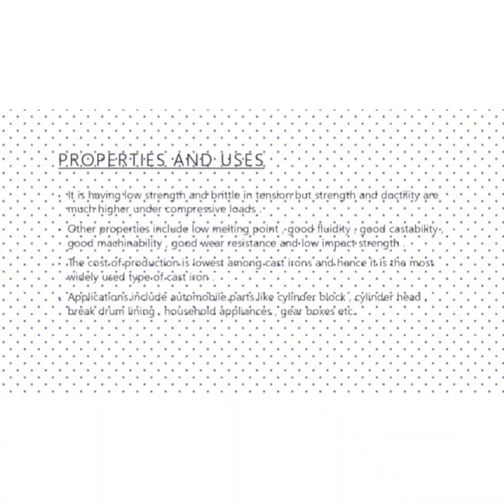Grey cast iron is comparatively weak and brittle in tension, like I said, due to its microstructure. The graphite flakes have tips which serve as points of stress concentration. Another important set of properties of grey cast iron includes low melting point, good fluidity, good castability, good machinability, good wear resistance, and low impact strength, making it one of the most used cast irons. The cost of production is lowest among cast irons. Hence, like I said, it is the most widely used type of cast iron.